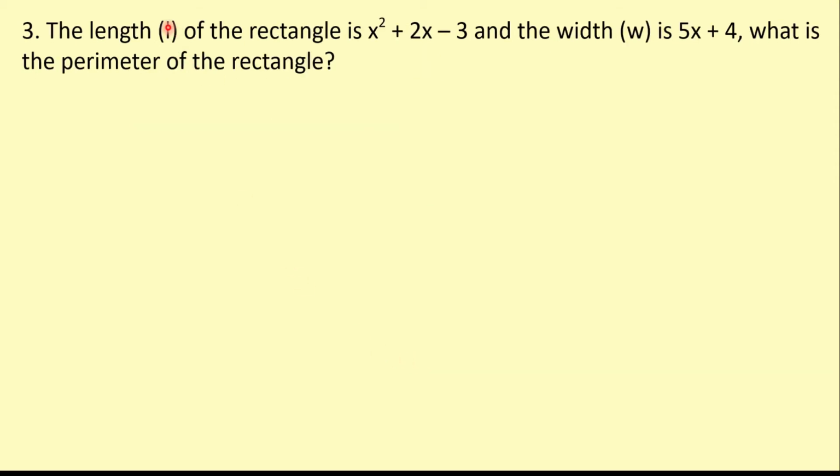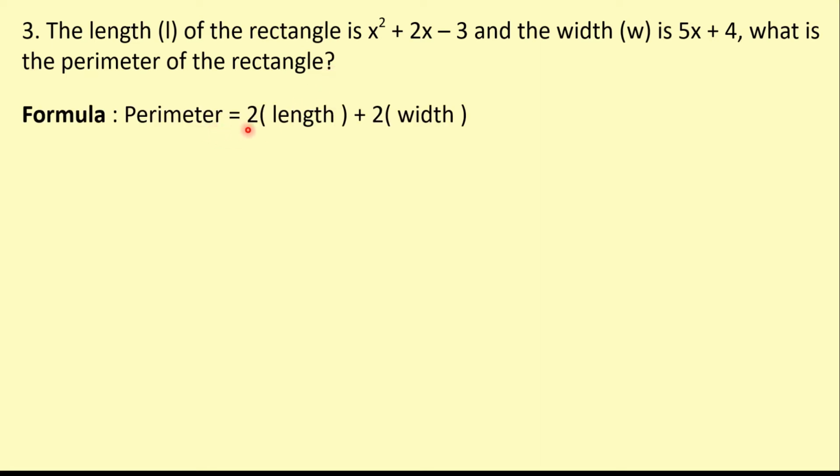Okay, for number 3, the length L of the rectangle is x squared plus 2x minus 3. And the width W is 5x plus 4. What is the perimeter of the rectangle? Now, yung formula ng perimeter ng rectangle is, kung naalala nyo, 2 times length plus 2 times width. So, isa-substitute lang natin dito yung mga value ng length tsaka ng width. Ito na yung magiging itsura ng equation natin.